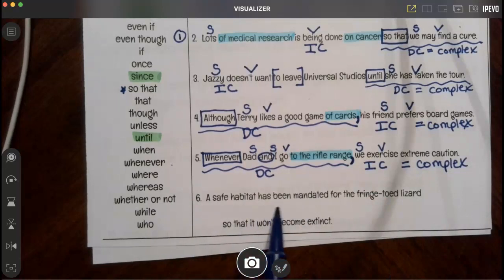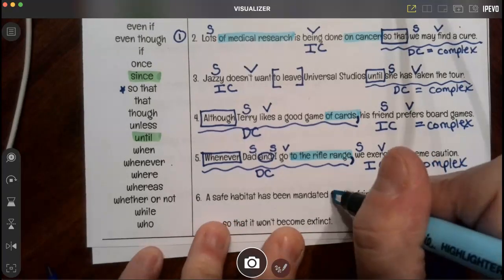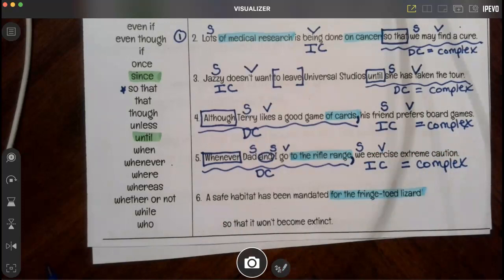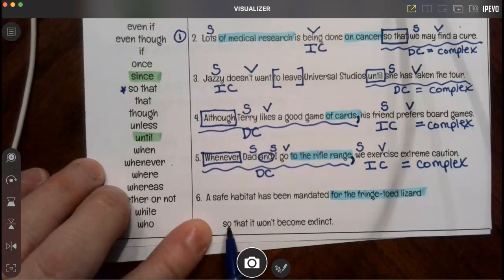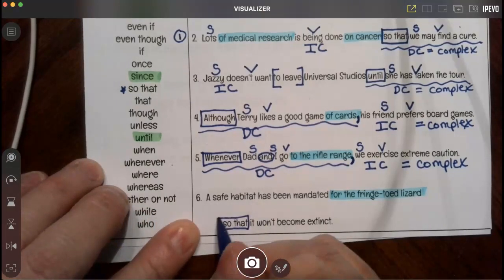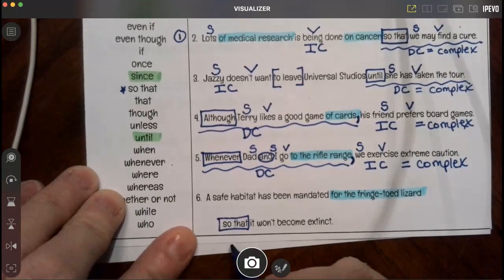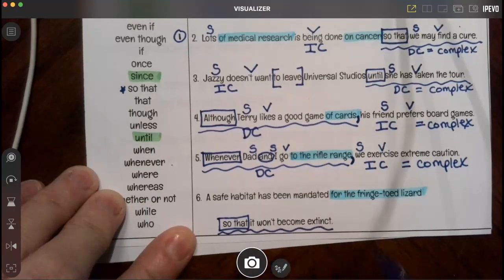A safe habitat has been mandated for the fringe-toed lizard so that it won't become extinct. I see one phrase in here: for the fringe-toed lizard. I don't see a comma, so I need to look in the second part of the sentence to see if I see a subordinating conjunction. I see it with "so," so I'm going to group those together: so that. That tells me where the dependent clause starts: so that it won't become extinct.